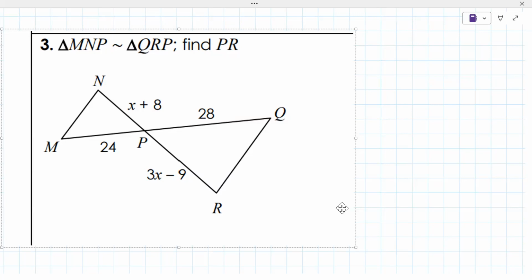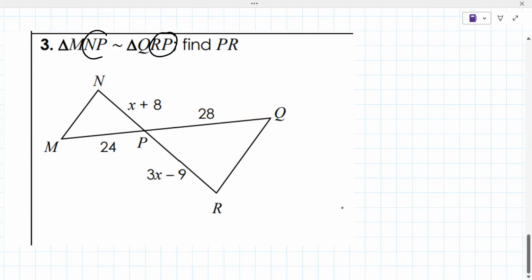All right. So this is where using the letters really helps. Like PR, and then that goes with NP. So you say, okay, there's that one and there's that one. And that means that the other one here, PQ goes with PM.